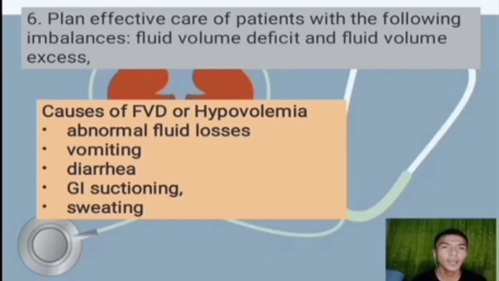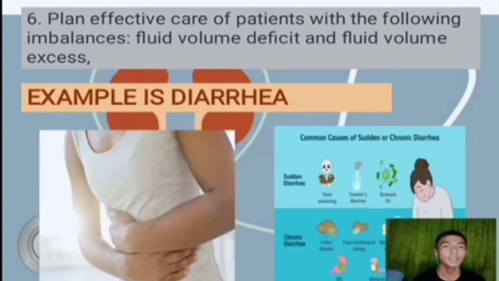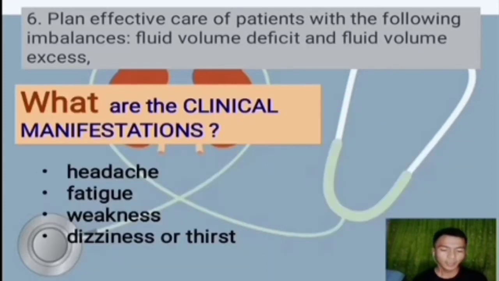Causes of FVD or hypovolemia: abnormal fluid losses, vomiting, diarrhea, GI suctioning, and sweating. Next example is diarrhea. Diarrhea treatment is to drink plenty of liquid including water, broths, and juice. Avoid caffeine and alcohol. Add semi-solid and low-fiber foods gradually as your bowel movement returns to normal. Try crackers, toast, egg, rice, or chicken.